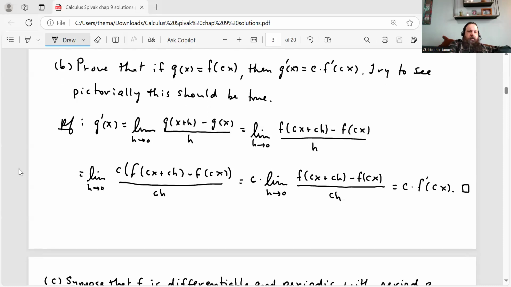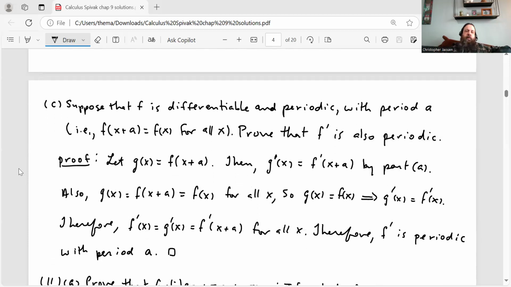Okay, so again, here just use the definition of the derivative. g prime of x equals the limit as h goes to 0 of the difference quotient of g, which is the limit as h goes to 0 of f of cx plus ch minus f of cx, over h. Now here what I did was multiply by c over c, which is like multiplying by 1, so it doesn't change the value. I can factor out a c in front of the limit by the rules of limits. So that's equal to c times the limit of f of cx plus ch minus f of cx, all over ch. Sorry, that's c times the derivative f prime evaluated at cx.